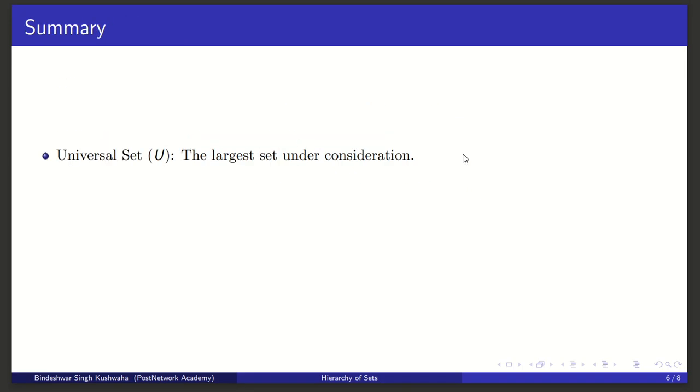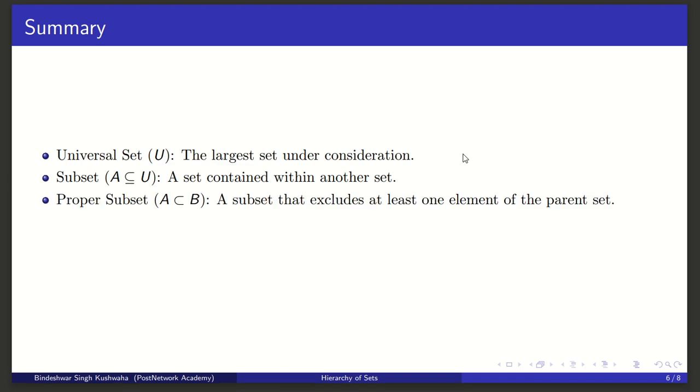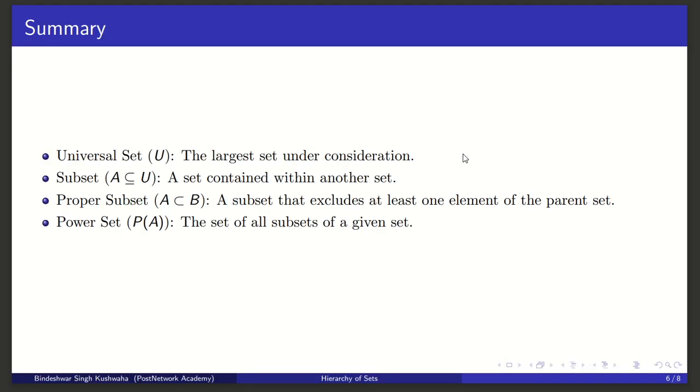So you have learned universal set, the largest set under consideration. Subset, a set contained within another set. Proper subset, a subset that excludes at least one element of the parent set. Power set, the set of all subsets of a given set.